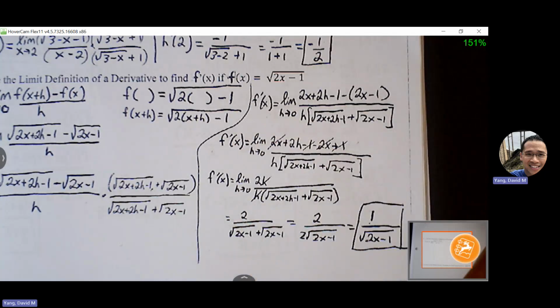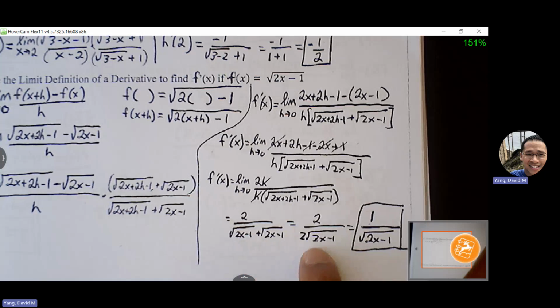All the h's will pair up nicely. There's a 2 left over at the top. And then at the bottom, replace the remaining h with 0. We're left with root 2x minus 1 plus root 2x minus 1. These are like terms. So 1 square root plus 1 square root equals 2 square roots.